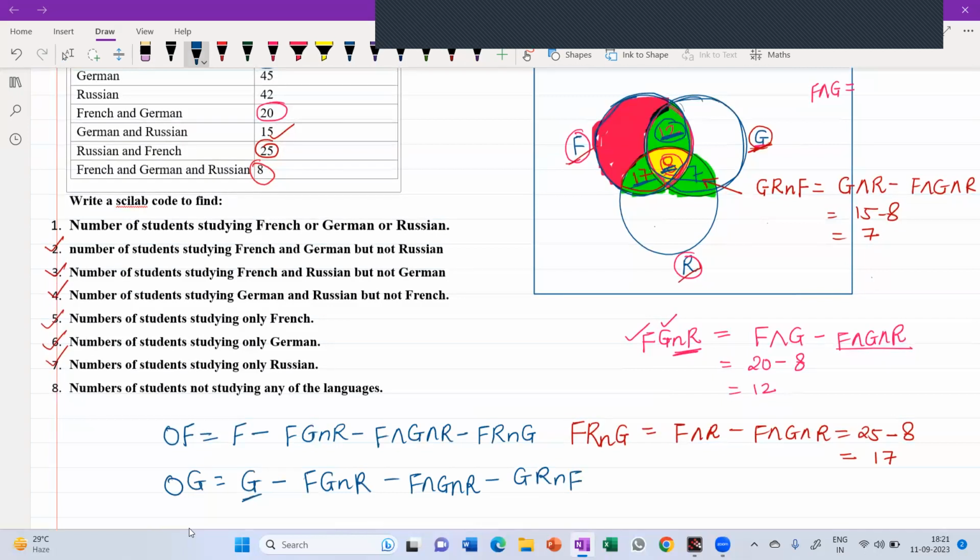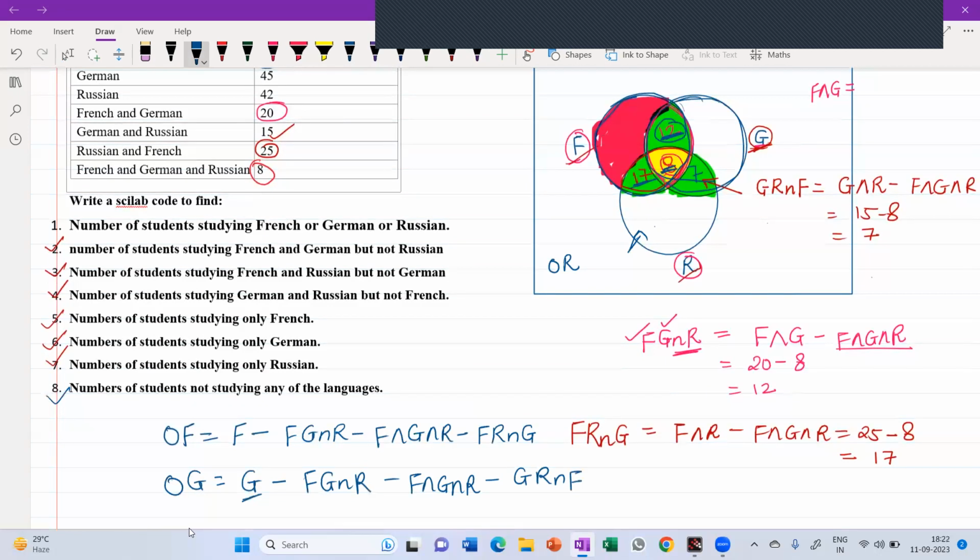All right. So this is how we are going to find out only French and only German, and the last one is left on you to find out: only Russian. For this, I'm going to use the variable OR, which stands for only Russian. This will answer your questions number 5, 6, and 7.